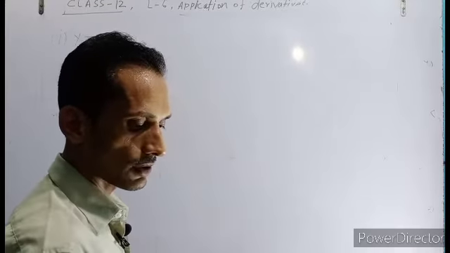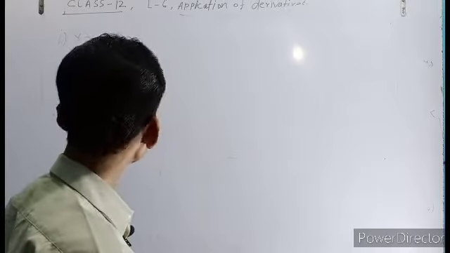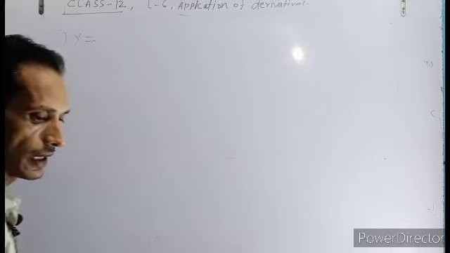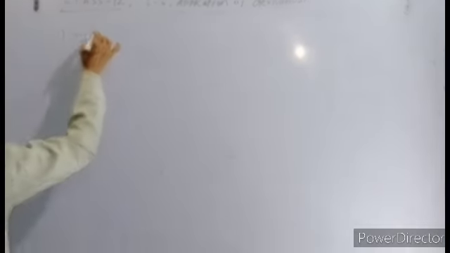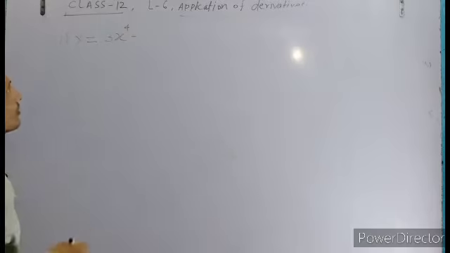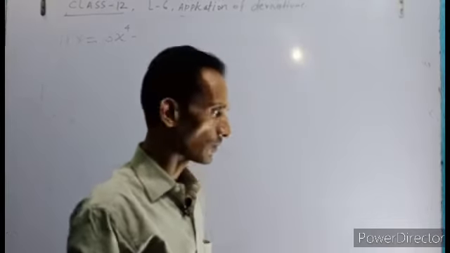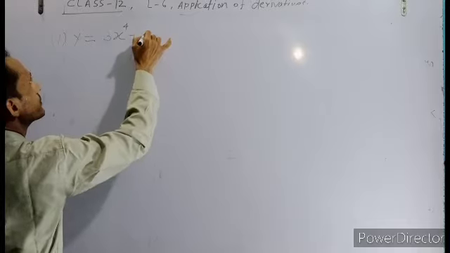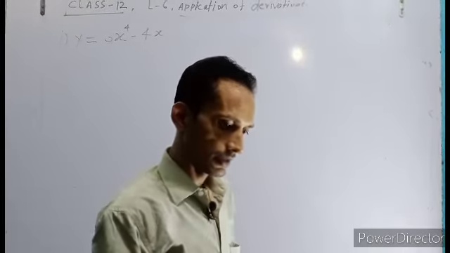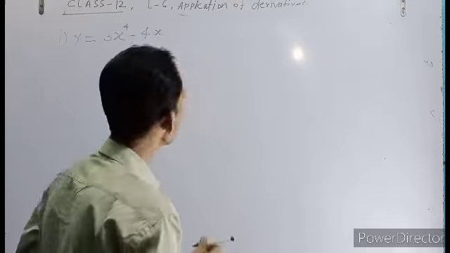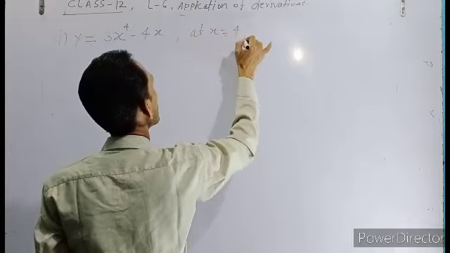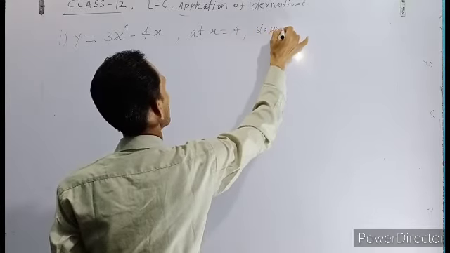Okay, next question. So now come to the exercise. Question number 1. Find the slope of the tangent to the curve y equal to 3x raised to the power 4 minus 4x. This is the curve and you have to find the slope at x equal to 4.